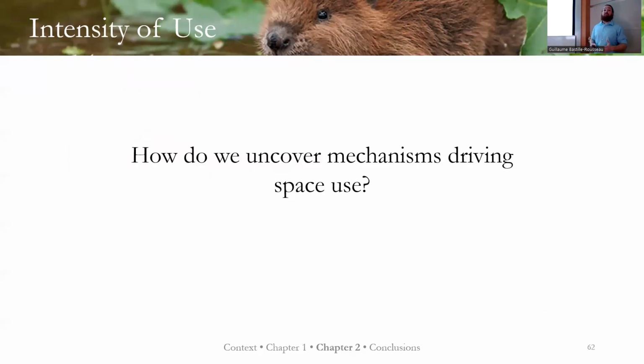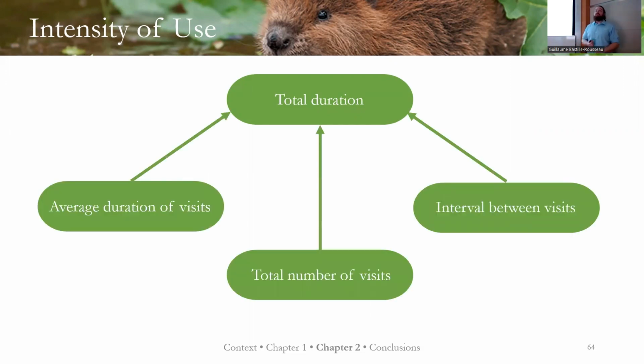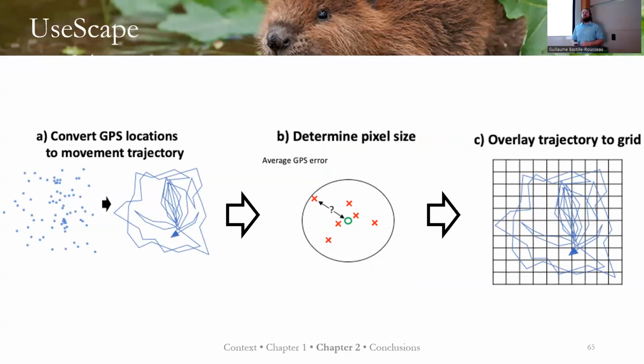So how are we actually going to uncover these mechanisms that are driving space use? Where these traditional approaches are looking just at the time spent in the area or a total duration, they're really missing that this is a function of several other movement properties. And this includes the average duration of those visits, the total number of visits, and the interval between visits. And what would be nice is if we could take these 4 movement properties and combine them into a single representation of space use for an animal so that we get a better idea of how they're using the landscape. So I developed this approach called UseScape, and I'll walk you guys through it really quickly.